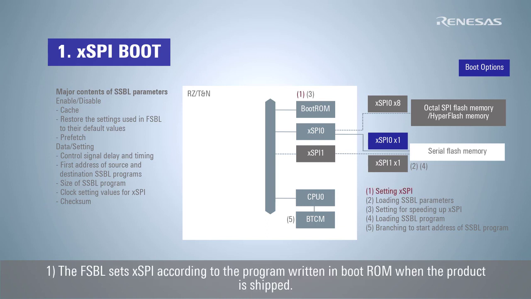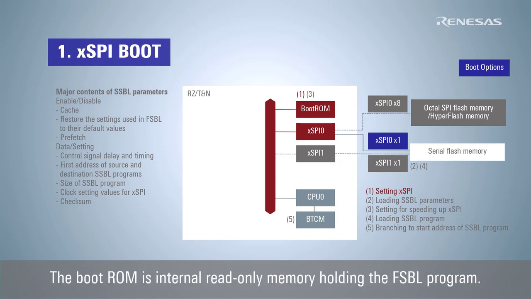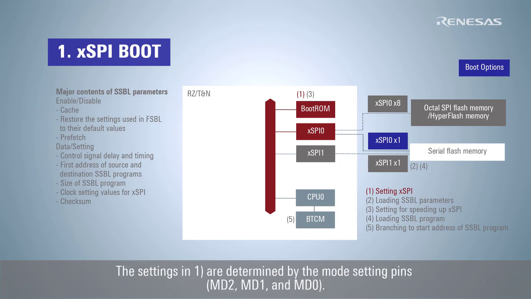1. The FSBL sets XSPI according to the program written in boot ROM when the product is shipped. The boot ROM is internal read-only memory holding the FSBL program. The settings in 1 are determined by the mode setting pins, MD2, MD1, and MD0.